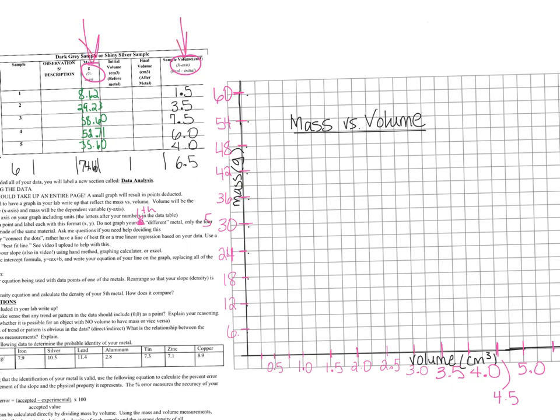These will be your y values. So these are listed first, and these are listed second when you're making your ordered pairs, okay? So I'm going to go ahead and start with my first one.